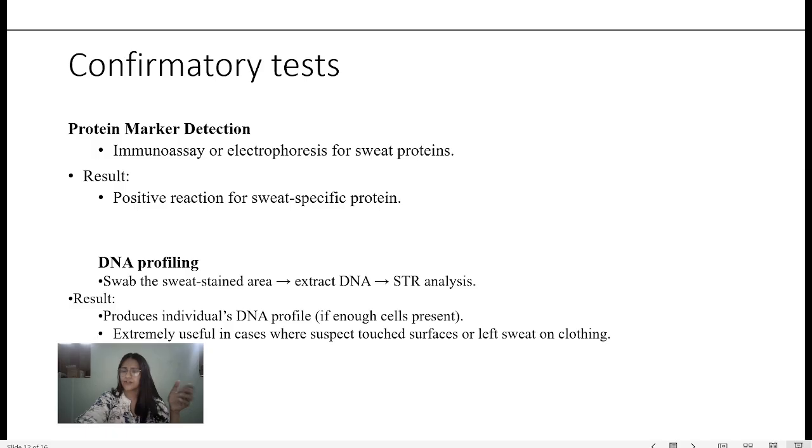What is the significance of this test? This is extremely useful in cases where a suspect touches a surface or leaves sweat on any clothing.